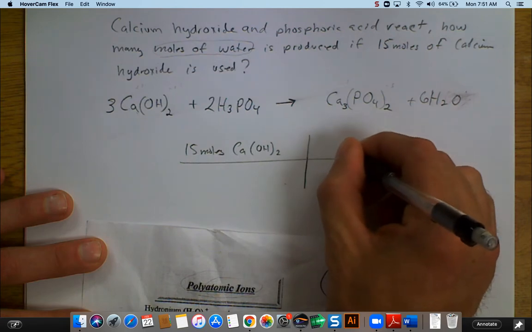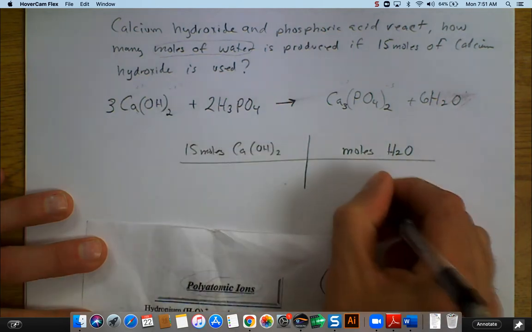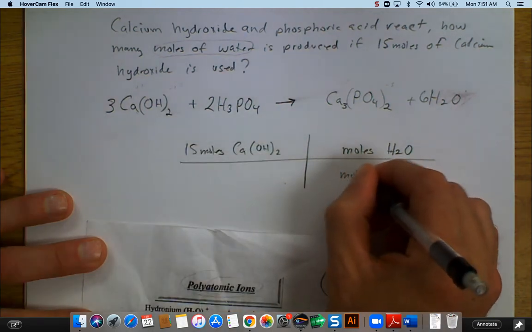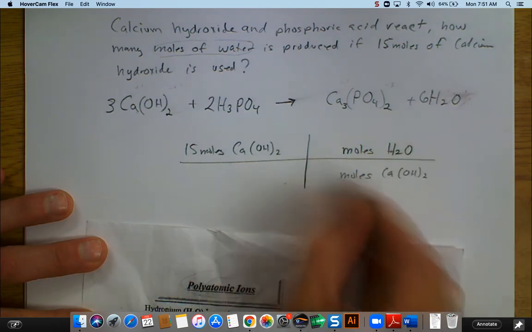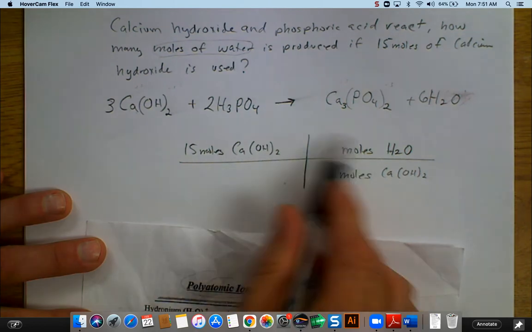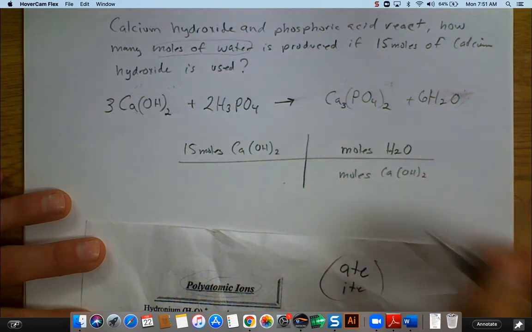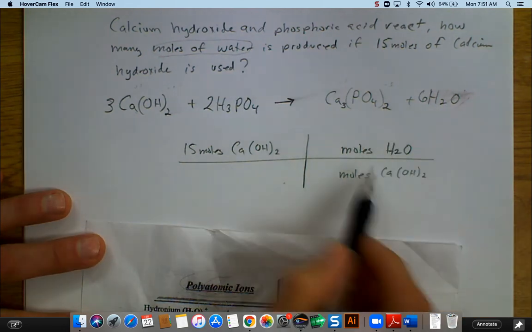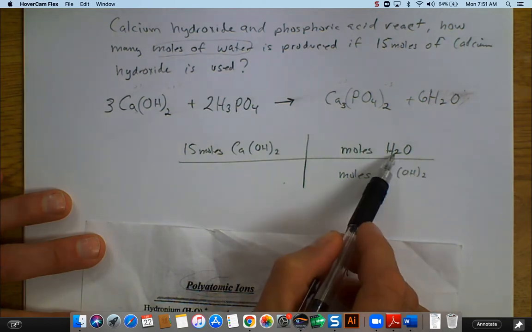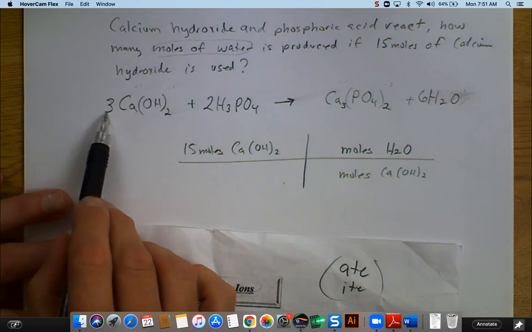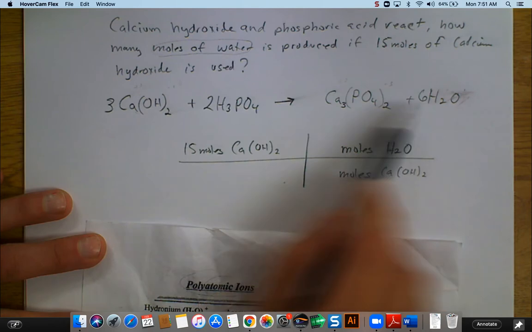So if I'm going to go over here to moles of water, I'm going to bring this down diagonally. I'm going to bring down my unit here diagonally. So I got moles of calcium hydroxide because I need to cancel that. But right here I need to use my ratio. Anytime you go from moles of one thing to moles of another thing, you need to use your ratio. Now, what is the ratio of Ca(OH)2 to H2O? Let's take a look. I've got 3 to 6, which is really 1 to 2.